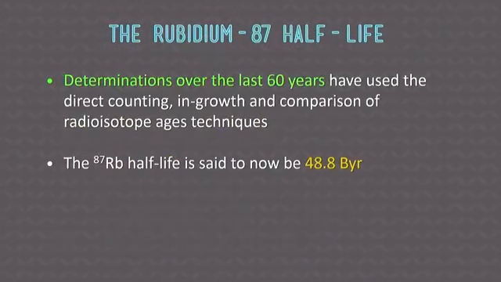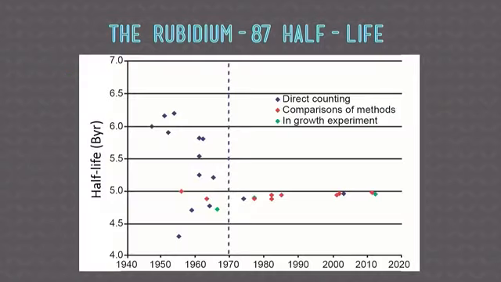What about the rubidium? Over the last 60 years, there have been measurements by the various techniques, and the half-life has been determined at 48.8 billion years. And again, you can see the early measurements were wildly divergent, and then they seemed to converge, particularly as they began to use that tweaking method, tweaking the rubidium half-life so that the rubidium-strontium ages agreed with the uranium-lead ages. Well, of course they agree if they're made to agree.